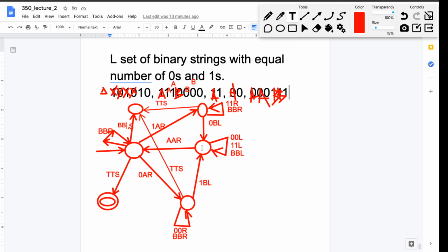Then I see the 0. Well, yeah, so I see the 0, then I go to the left, and then the same thing. If I see a triangle for some reason, then I'm going to reject. Okay. So TTS.